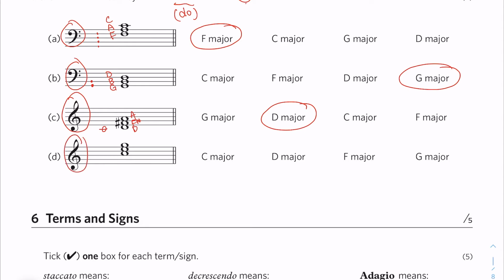Last question, also treble clef. We have F, A, C. We build on C, E, G. This is a triad built on C. C is the lowest note, which is also the tonic, the Do. If C is the Do, it's in the key of C major.